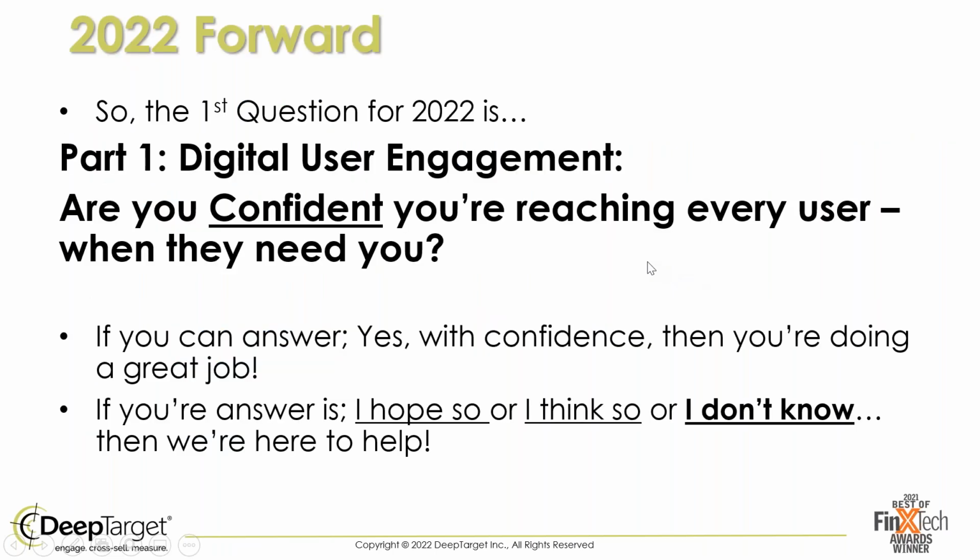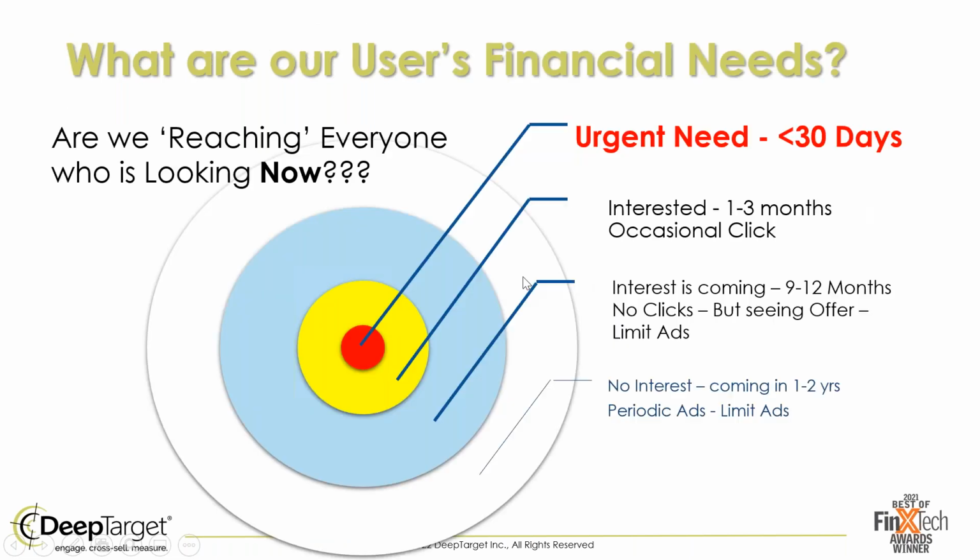So let's get started. First of all, we talked about in January, what's that number one question that you have for 2022? It is: are you confident you're reaching every user when they need you? As you know, that's the whole role of marketing, especially digital marketing, when people are only visiting us online. Are we making sure that they are seeing our great offers when they need us? If you're not sure, then that's where we're here to help.